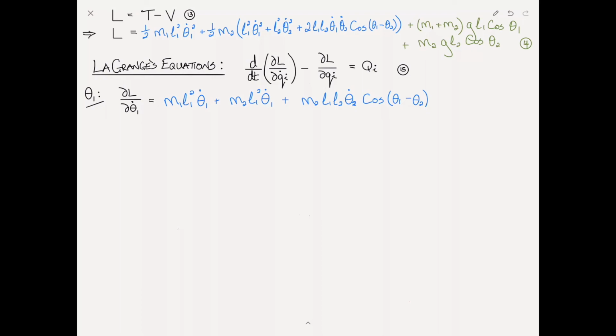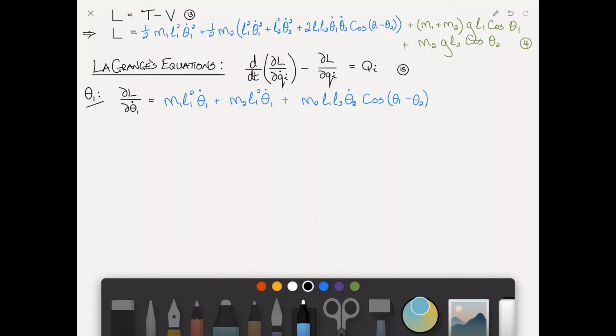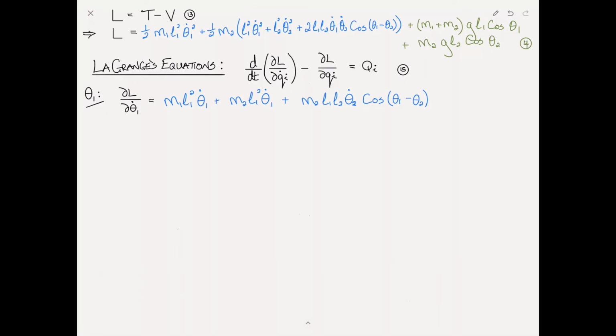All right, and then we need to take the time derivative of that. That's the next step. So d by dt of partial L partial theta 1 dot.